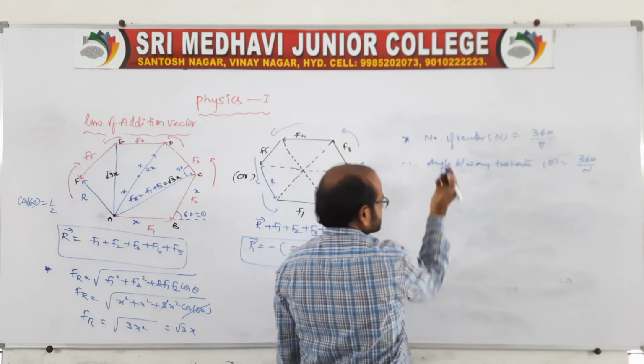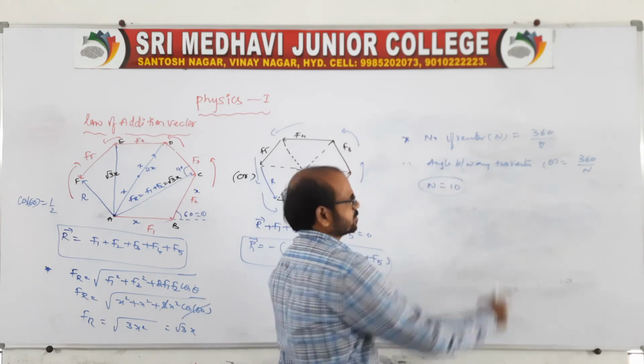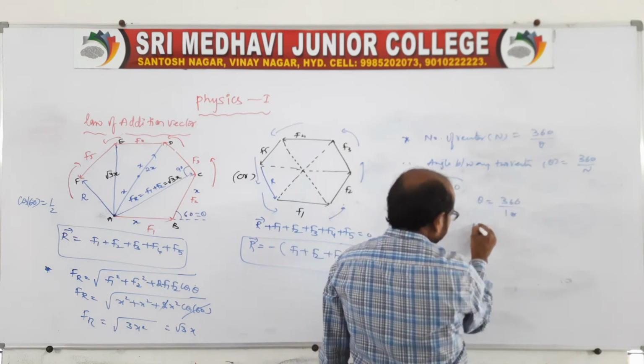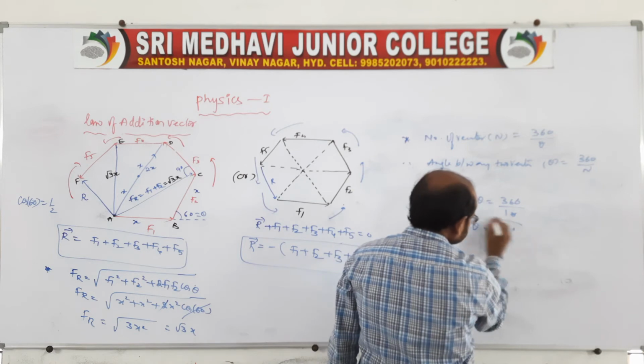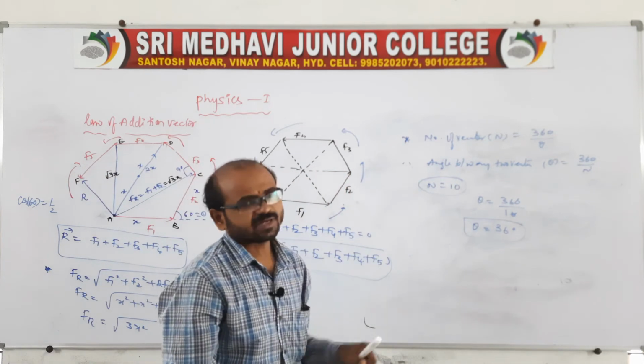Suppose in the previous question, n was given as 10 vectors, right? If you substitute the value 10, then you will get the angle between the vectors. How much is the angle between the vectors now? 36 degrees it is. Like this we have to find the angle between the vectors.